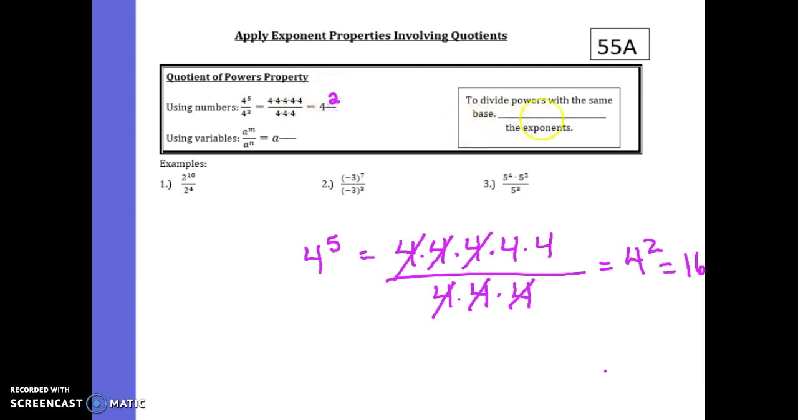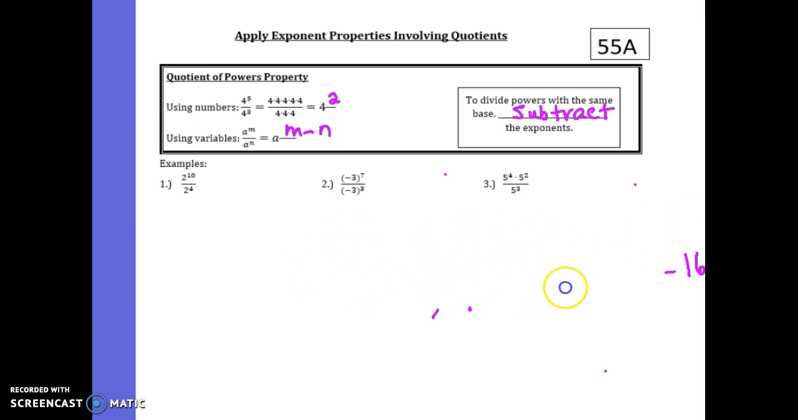And that's because to divide powers with the same base, we actually subtract the exponents. We just took 5 minus 3, and we got 2. If we used variables and we had the same base, and again, this is crucial, you have to have the same base, a to the m divided by a to the n would be a to the m minus n.